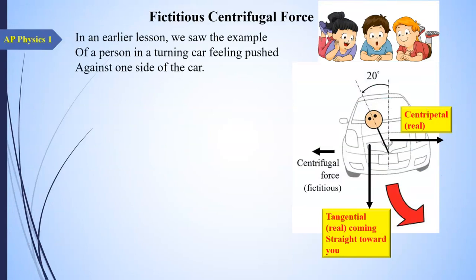In an earlier lesson, we saw the example of a person in a turning car feeling pushed against one side of the car. So you remember this example. And this presented a fictitious force called the centrifugal force. The actual force is a centripetal force of the car turning to your right as you're looking at it. And the inertia of the person's body wants to continue taking them forward out of the screen toward you. But the side of the car is pushing them to the right. So that's what they're really feeling.